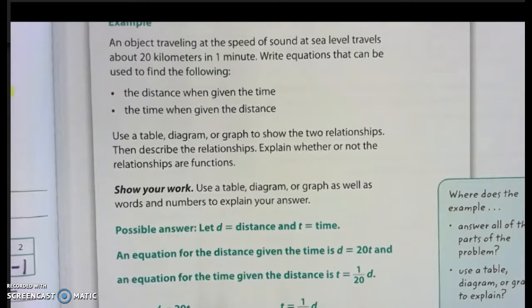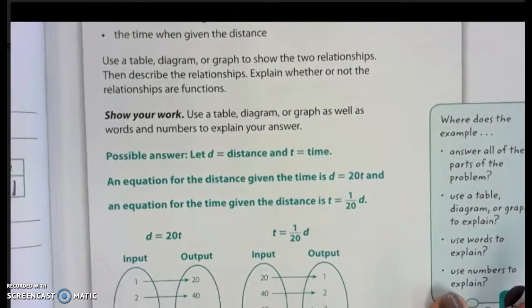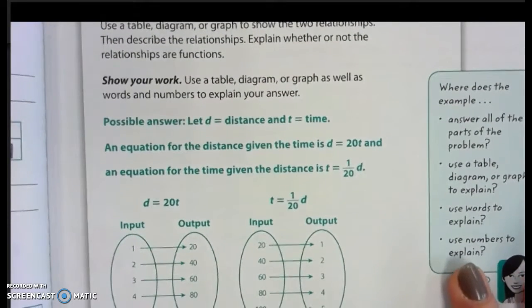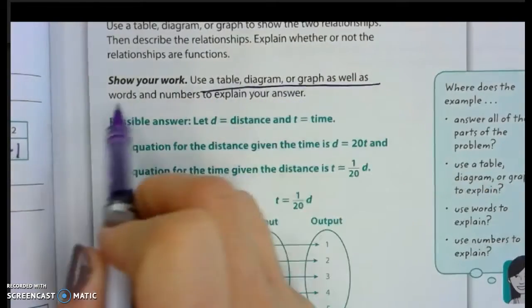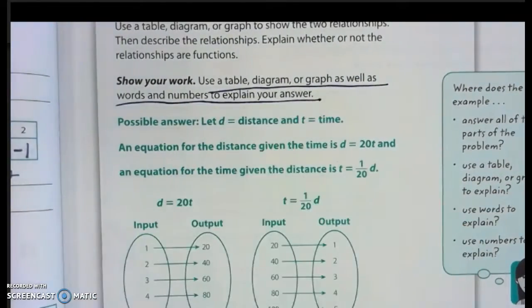Use a table, graph, or diagram to show the 2 relationships and then describe the relationships. Explain whether or not the relationships are functions. Show your work. They're telling you everything to do. The reason they work this out is so when you do one on your own on the next page, you know what to make yours look like.